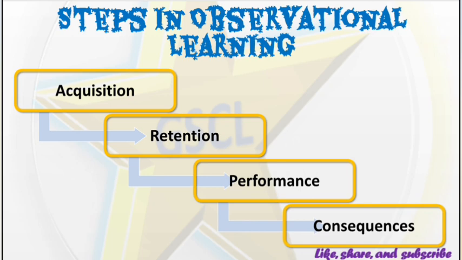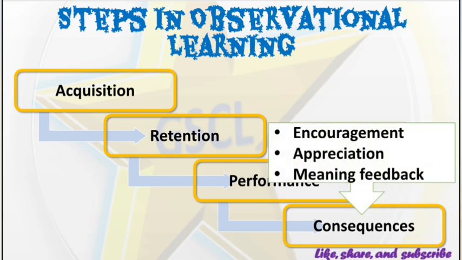Last one, consequences. The chance of again displaying such behavior in the form of performance depends on the kind of encouragement, appreciation, meaningful feedback, or other rewards given by the people around them.